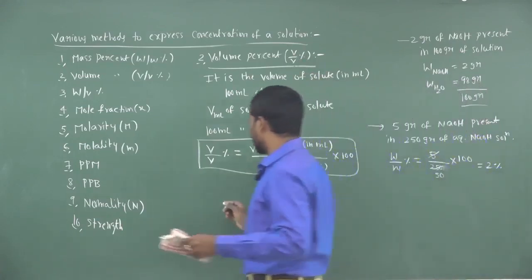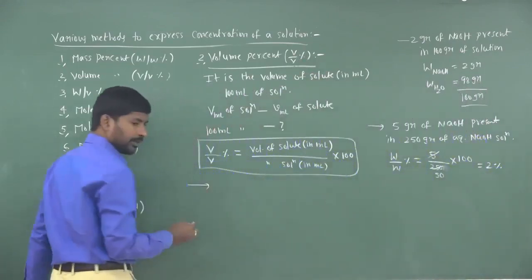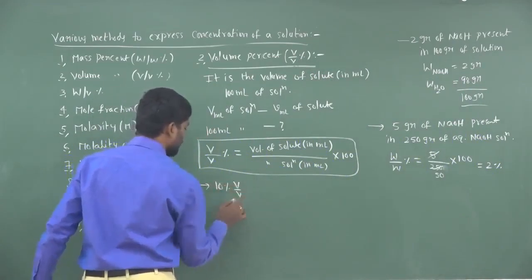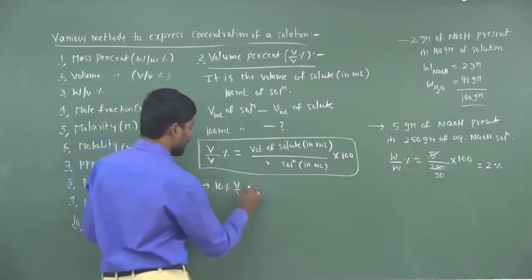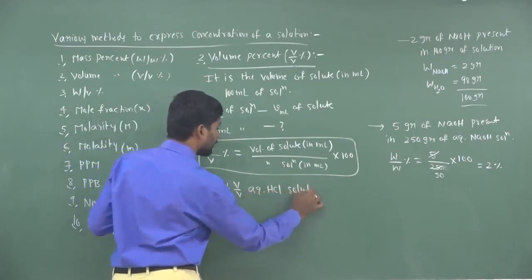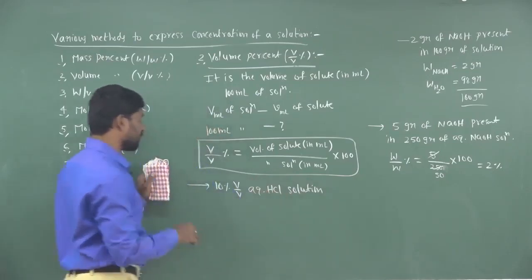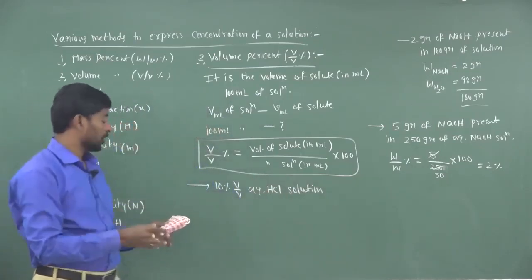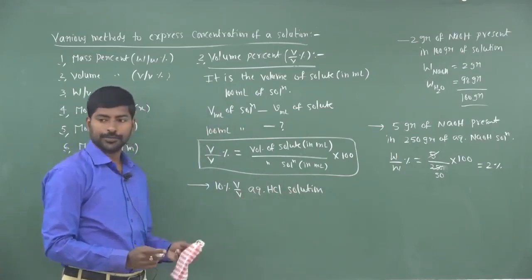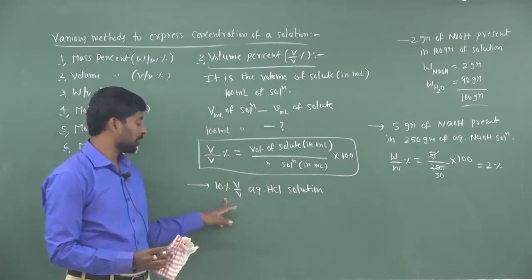For example, I am giving 10% V by V aqueous HCl solution. So what is the meaning of this?